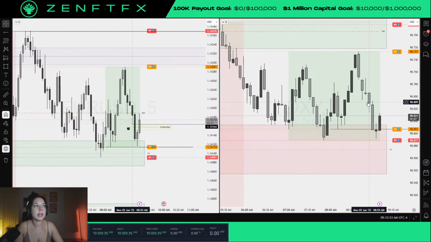What company are you using right now? Funding Pips. Funding Pips is one of the only, I think there's like 4 or 5 CFD firms that'll allow US traders. Funding Pips is one of them. They're the ones that I got my last payout with.